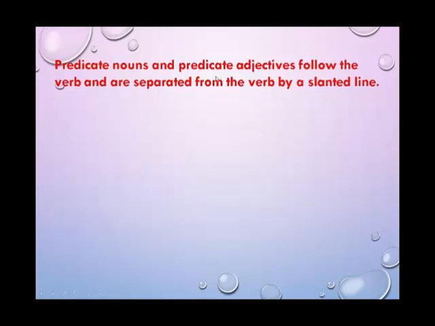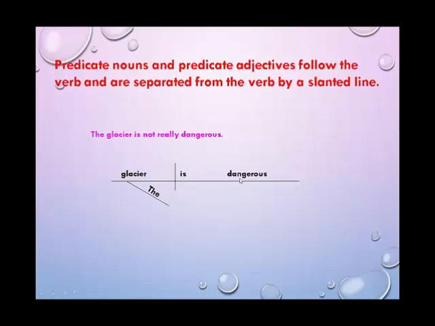For example, in sentence number 1, the glacier is not really dangerous. The subject is diagrammed on the horizontal or the baseline. Glacier goes on the baseline, and the article the that modifies the noun goes on a slanted line. Then we separate the subject from the predicate using a vertical line. Then we write the verb, and then we draw the slanted line toward the verb. Then we write the adjective. Then we also diagram not, which modifies the verb is, and really modifies the adjective dangerous.